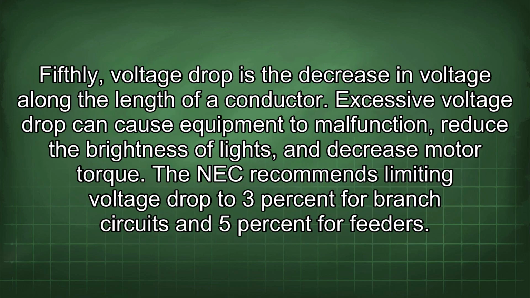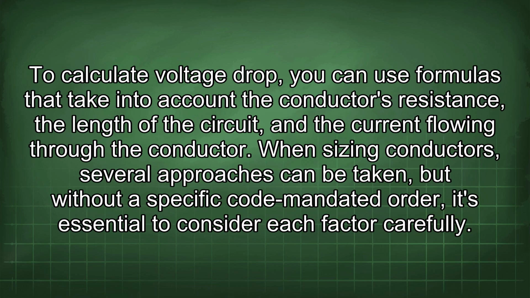Fifthly, voltage drop is the decrease in voltage along the length of a conductor. Excessive voltage drop can cause equipment to malfunction, reduce the brightness of lights, and decrease motor torque. The NEC recommends limiting voltage drop to 3% for branch circuits and 5% for feeders. To calculate voltage drop, you can use formulas that take into account the conductor's resistance, the length of the circuit, and the current flowing through the conductor.